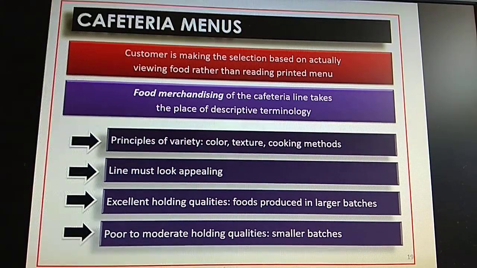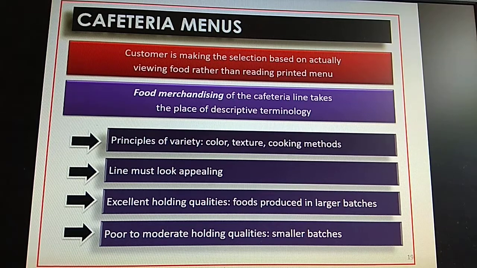In cafeteria menus, the customer makes the selection based on actually viewing the food rather than reading a printed menu. This is the main characteristic of a cafeteria, because the food is already shown to the customer. So food merchandising of the cafeteria line takes the place of descriptive terminology. There is very minimal descriptive terminology in a cafeteria, because the food is already shown. When the food is shown, we call it food merchandising.